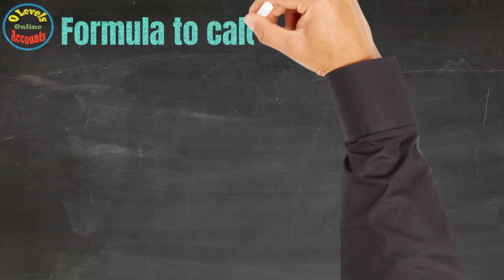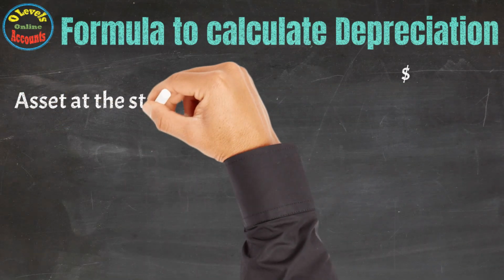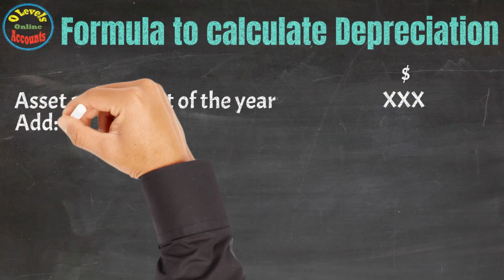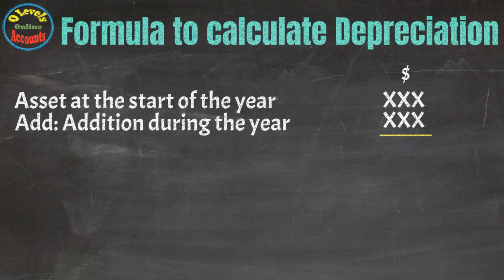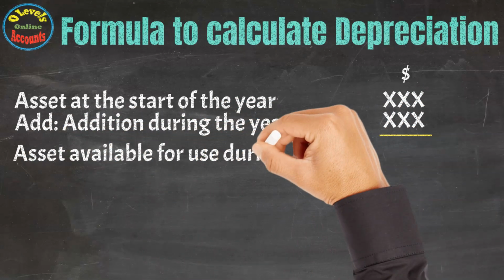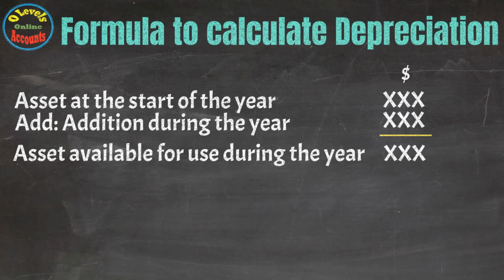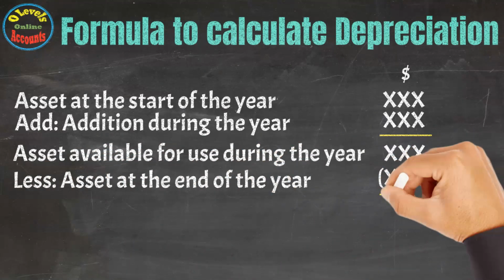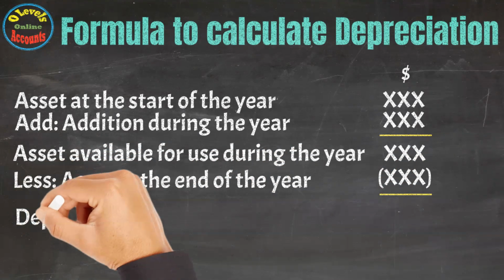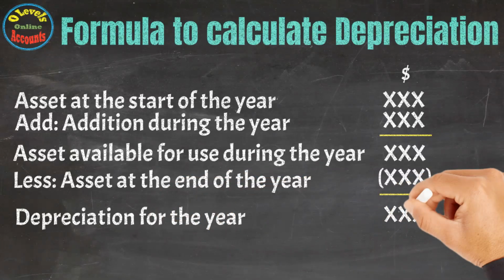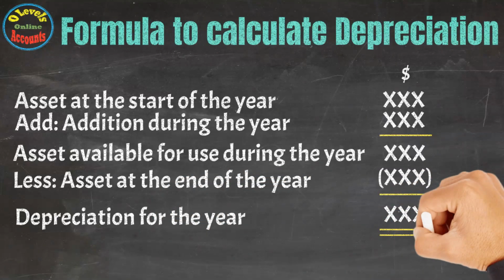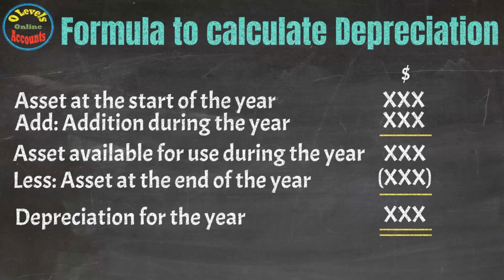In this method, for the calculation of depreciation, the assets value at the start of the year is taken, then add the value bought during the year. After adding this, we will get the total value of assets available to use for the year. Then subtract the closing value at the end of the year. The difference would be the depreciation for the year. Let's move to the next tip.